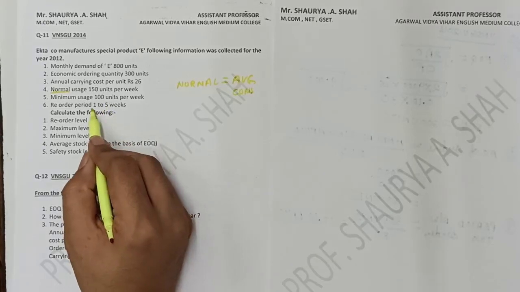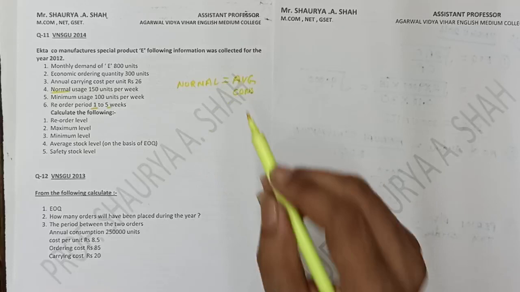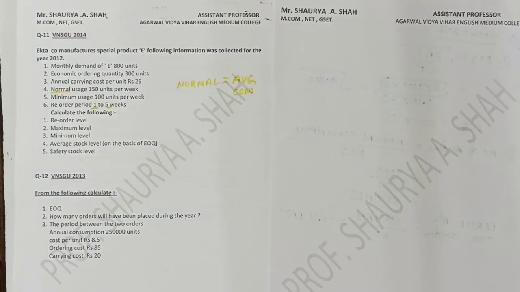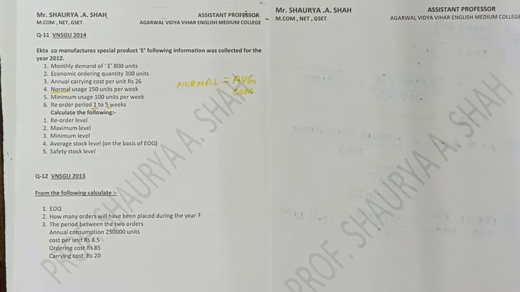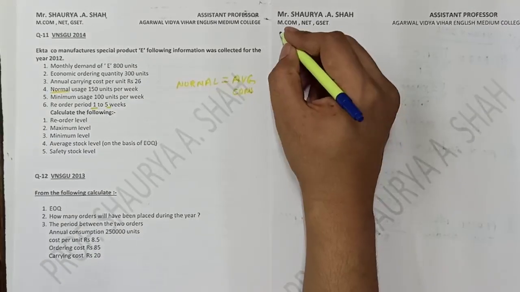And reorder period is 1 to 5 weeks. So minimum time is 1 week and maximum time is 5 weeks. I suppose it is clear to each and every student, fine. So what you need to do is, same pattern will be followed. Before starting the sum, you need to calculate the 6 basic things, right? What are those 6 basic things we'll be solving?